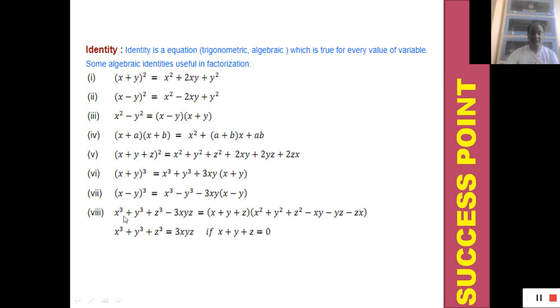And the last one is x cube plus y cube plus z cube minus 3xyz is equal to x plus y plus z into x square plus y square plus z square minus xy minus yz minus zx. If x plus y plus z is equal to 0, in that case x cube plus y cube plus z cube is equal to 3xyz.